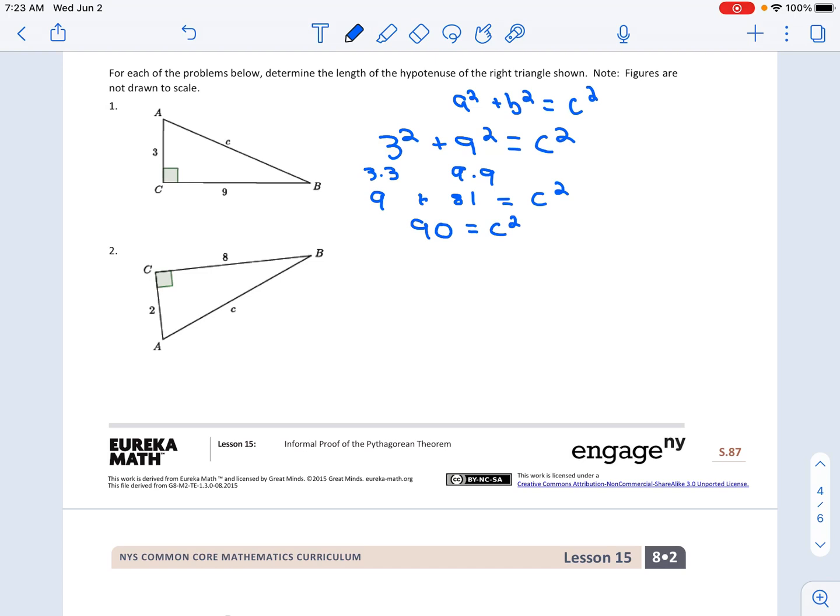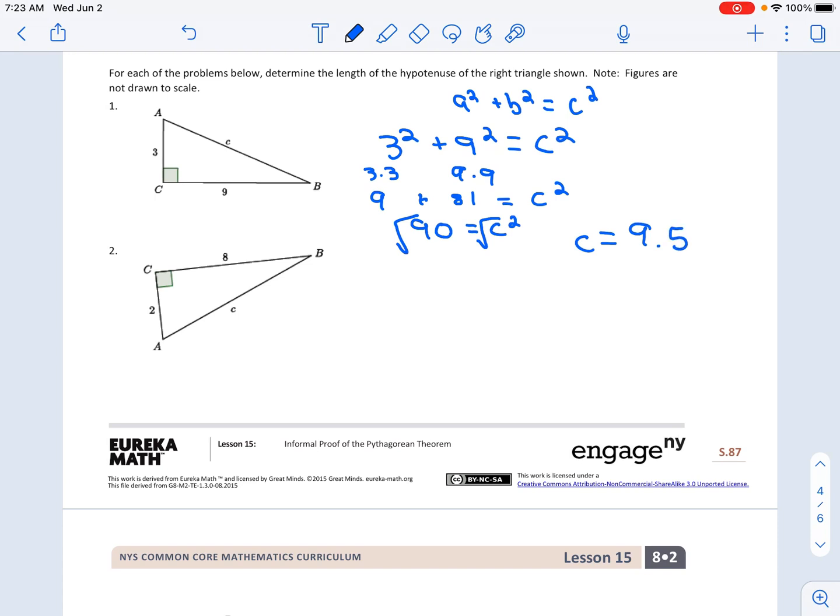Now, I don't want c to be squared. I want c to be all by itself. So I would plop down the square root symbol. The square root of 90 using a calculator gets you 9.486 and so on. But we only need the first number after the decimal, so I will be rounding. So c equals 9.5. That is rounded.